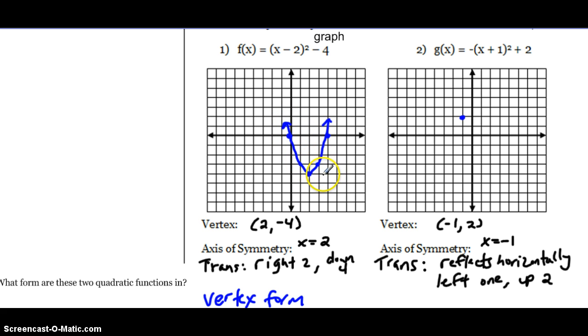Once you've graphed it by hand, you can then substitute this into the calculator to check. So you use y equals (x minus 2), make sure it's in parentheses, and then squared, and then -4.